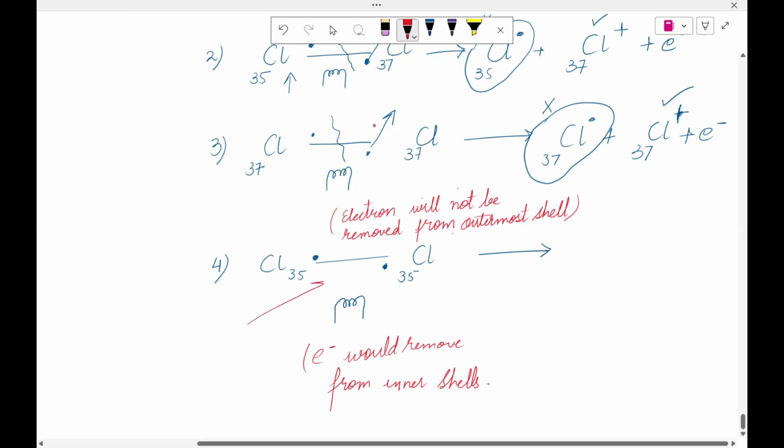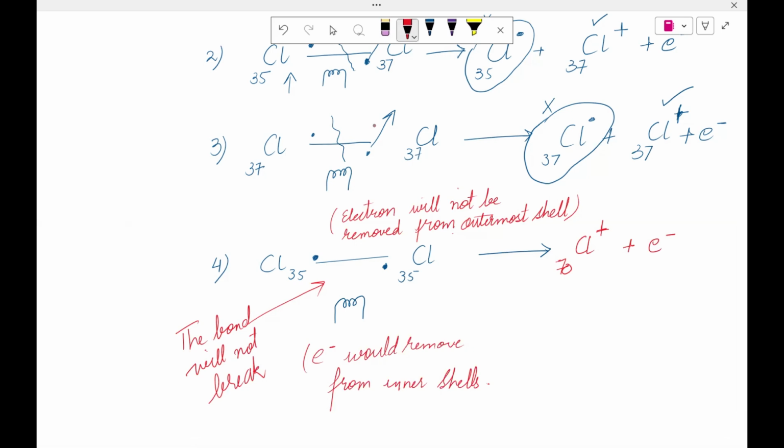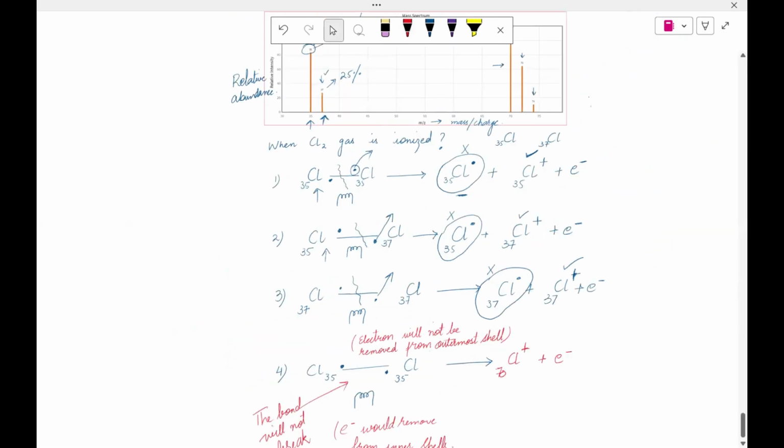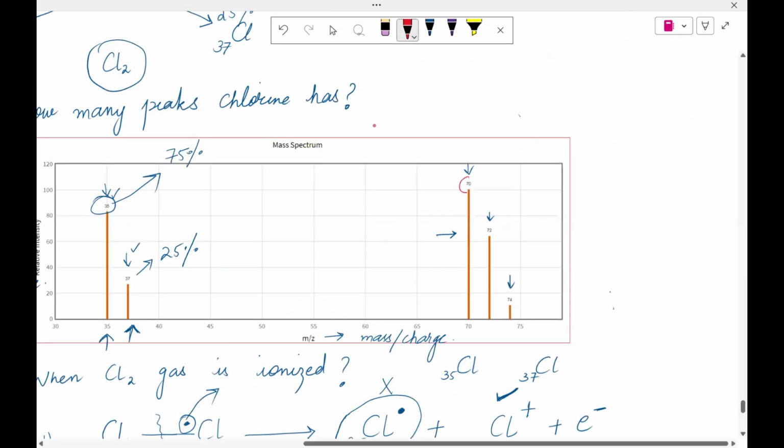This bond will not break. The bond will not break. And chlorine would exist as a molecule with a molecular mass of 70 and a positive charge, because it has lost the electron. So it is going to have a positive charge with the loss of electron. Sultan, is that clear? Yeah. And you can see that here we are having this peak of 70. That is because of the reason I have told you.